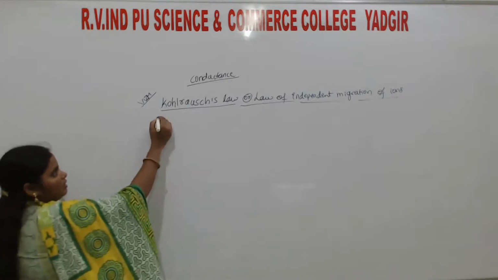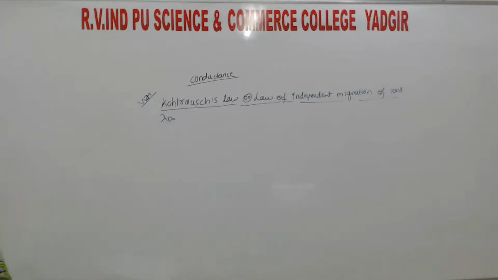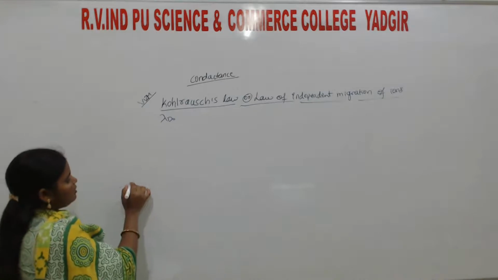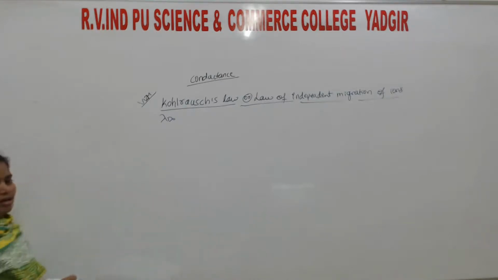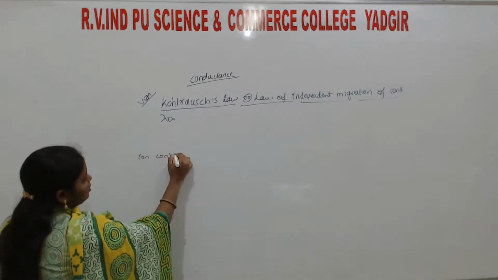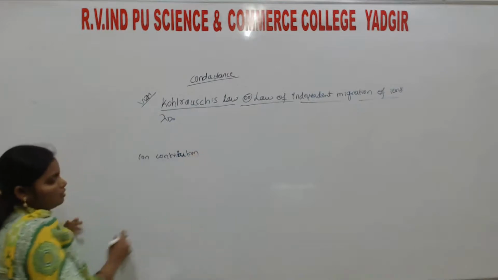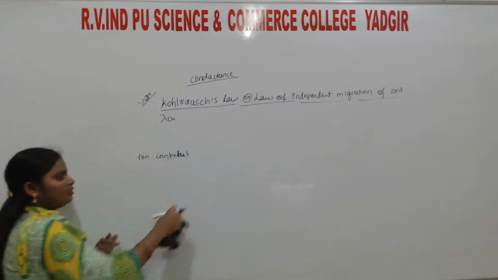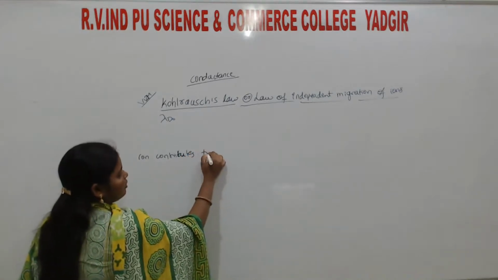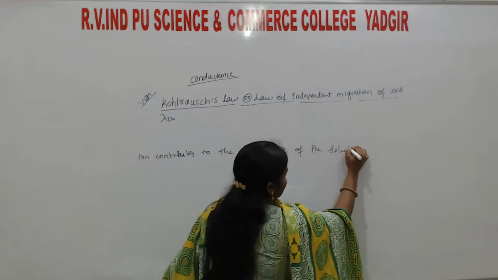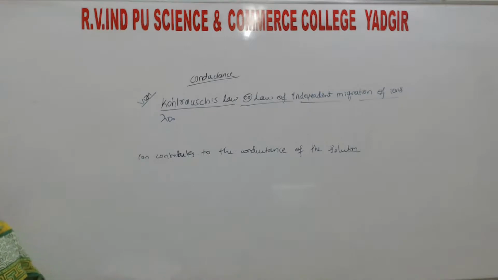Infinite dilution is denoted as lambda infinity for the equivalent conductance. Kohlrausch's law discovered that the ions contribute here; the migration of ions takes place, and this is the ion contribution to the conductance of the solution.